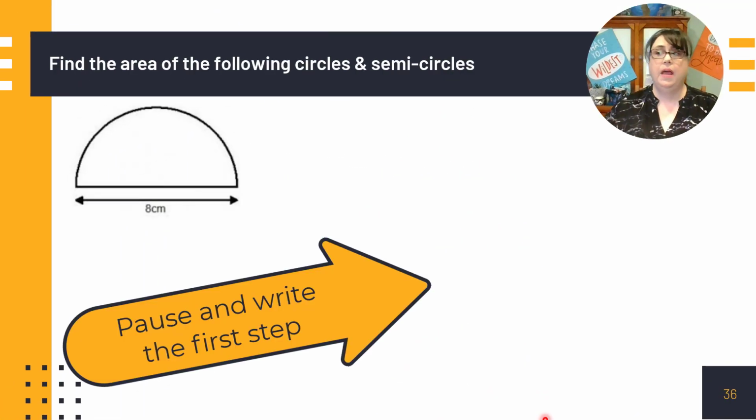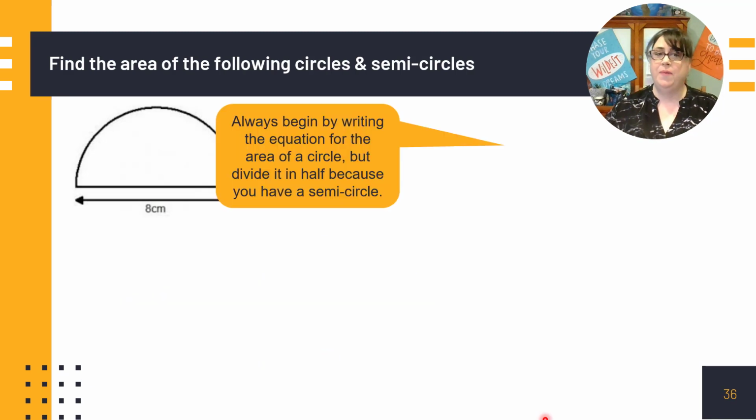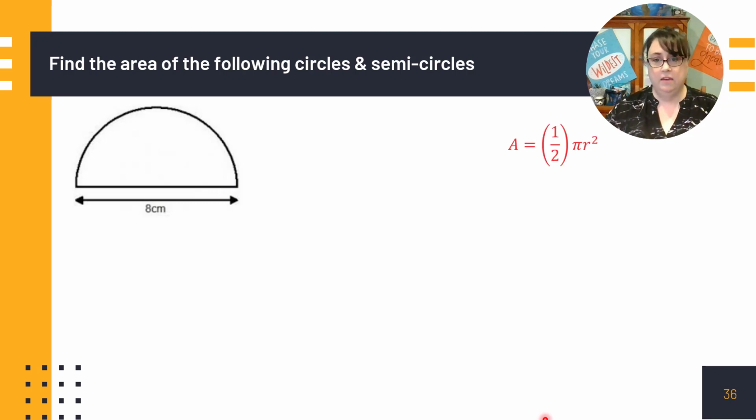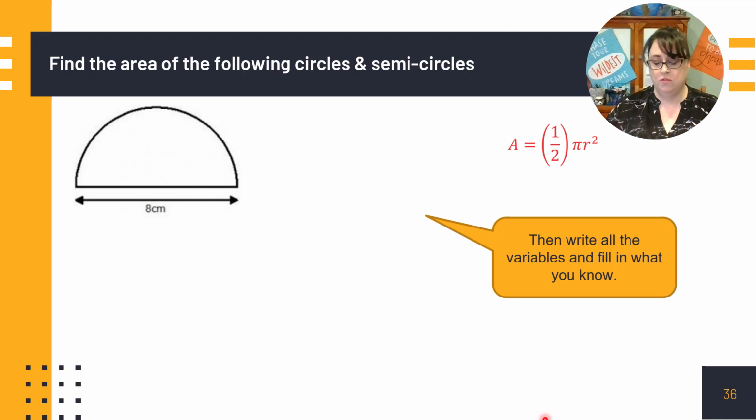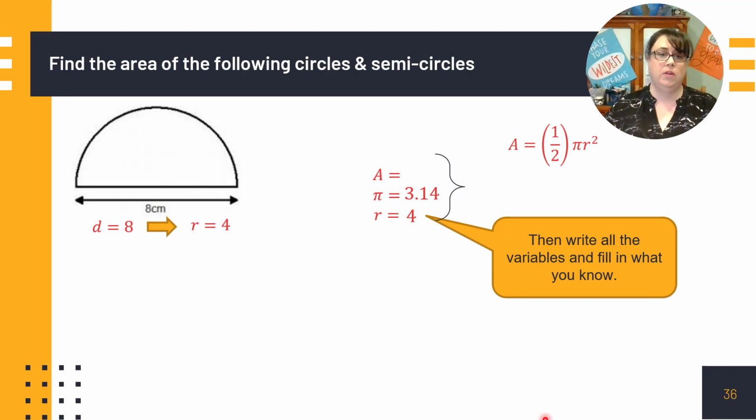Okay, let's look at this one. Again, what is the first step? We always begin by writing that equation. So we write the equation, but then we realize it's a semicircle, and so we change the pi r squared to 1/2 pi r squared. And then we write those variables out because we don't want to lose our variables. We just want to write down what they are so we don't lose them and so we know what we're looking for. Because in this case, look, that's not a radius, that is a diameter. And so we need to change it to a radius, and what we were looking for is the 4.